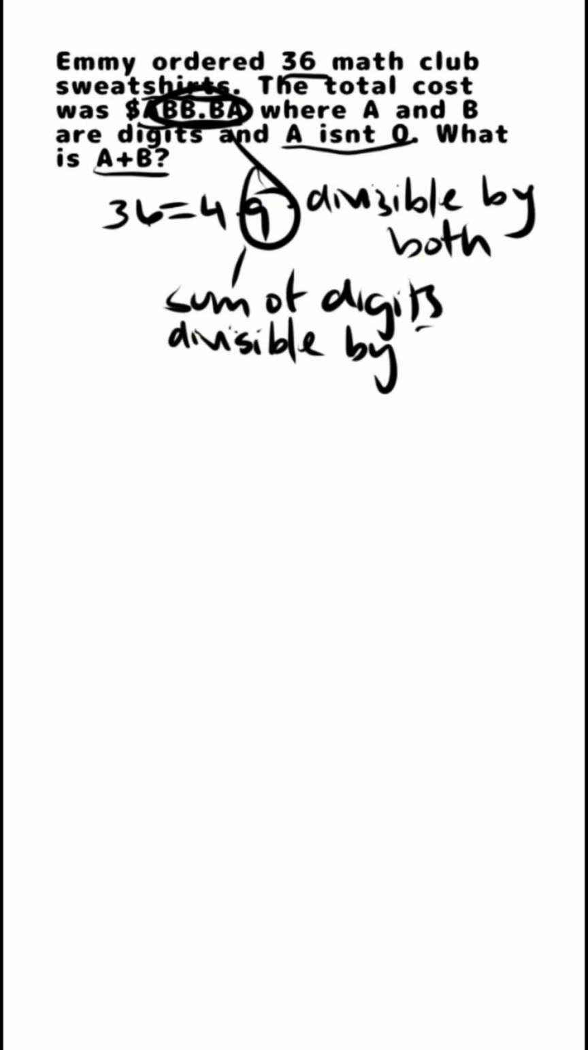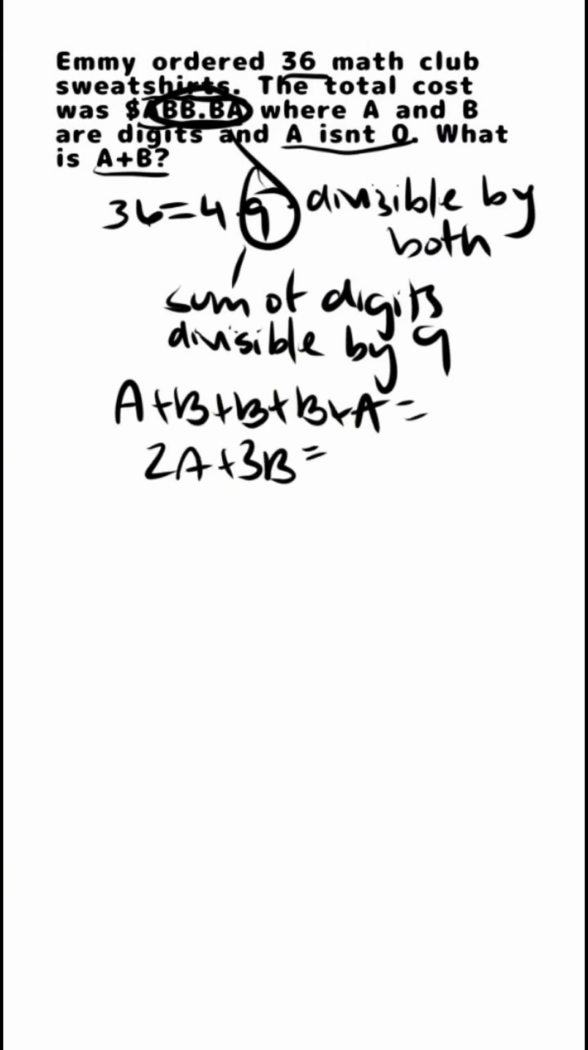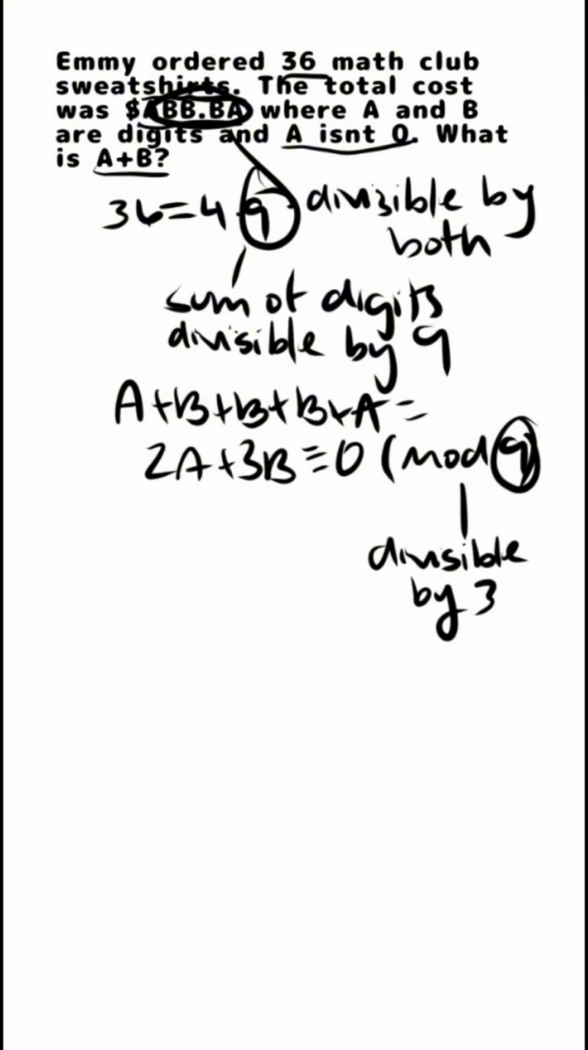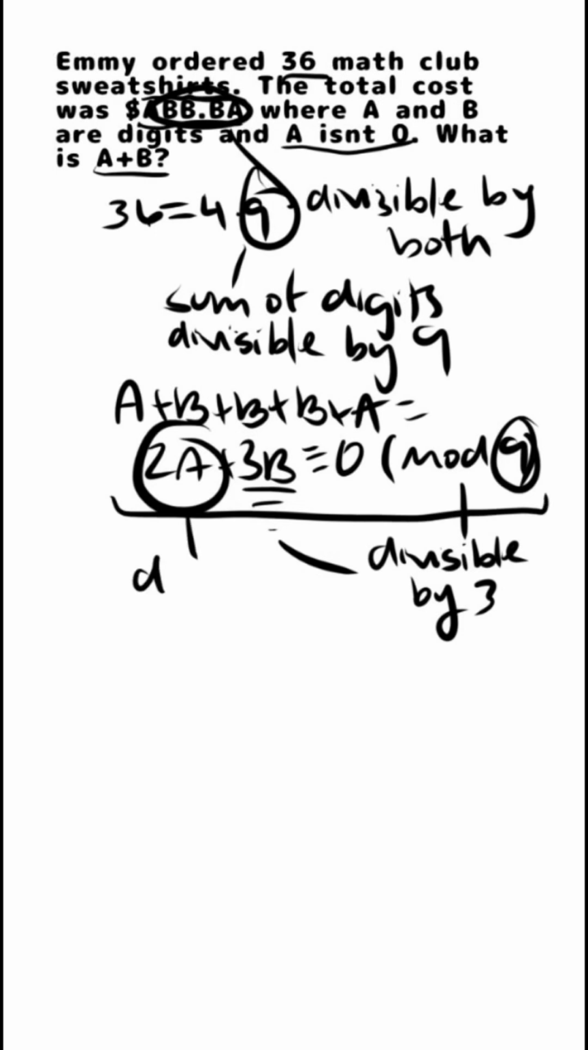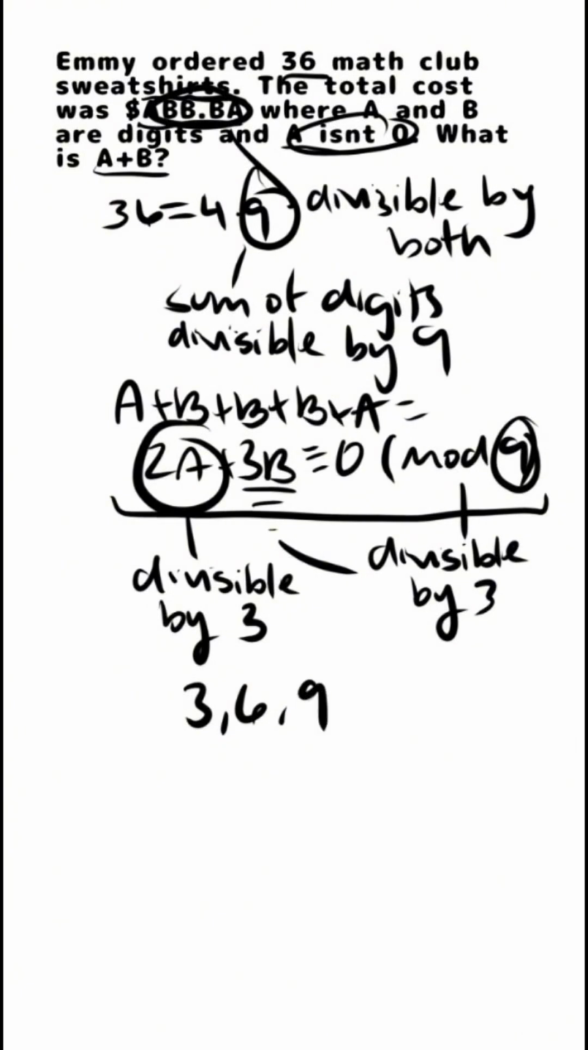By the divisibility rule of 9, the sum of the digits of a number is divisible by 9. We get the equation A plus B plus B plus B plus A, which equals 2A plus 3B, is 0 mod 9. Then, if a number is divisible by 9, it has to be divisible by 3. 3B is already divisible by 3, so for the whole number to be divisible by 3, 2A must be divisible by 3 as well. Since A is a digit and not 0, our only options are A equals 3, 6, or 9.